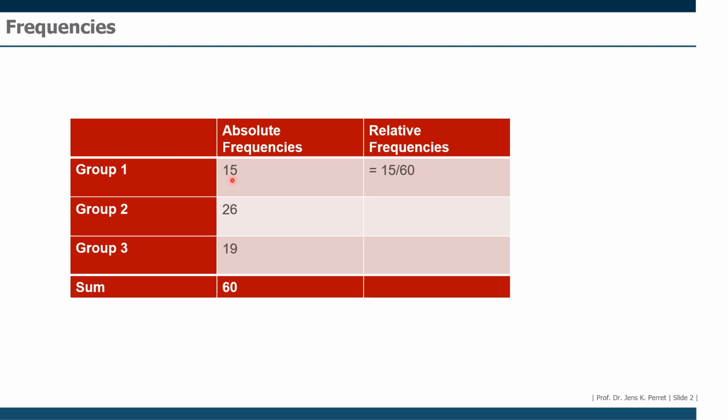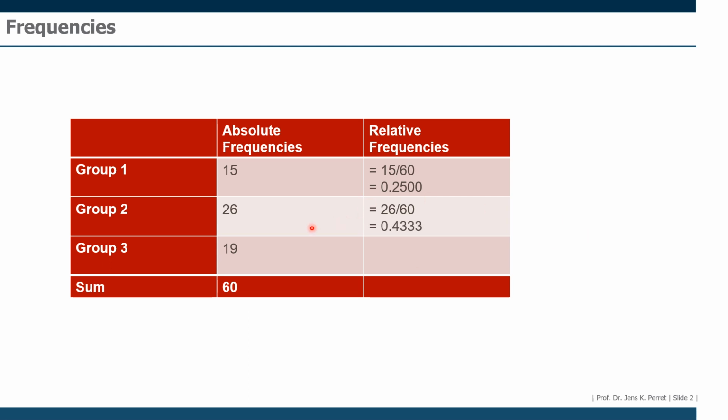Here it's 15. But in some cases it also might make sense to say that this and this much percent of the whole sample which we considered are part of group 1 or part of group 2, 3 and so forth. And that's what the relative frequencies are for, expressing the frequencies in percentage terms. How do we calculate them? Well, it's relatively straightforward. We take the absolute frequency and divide it by the sum. So it's 15 by 60, giving us 25% for group 1.